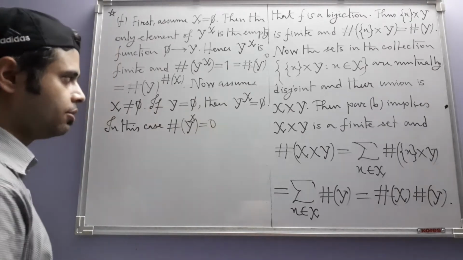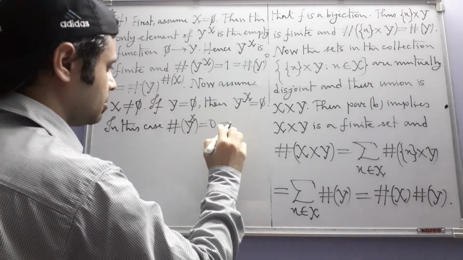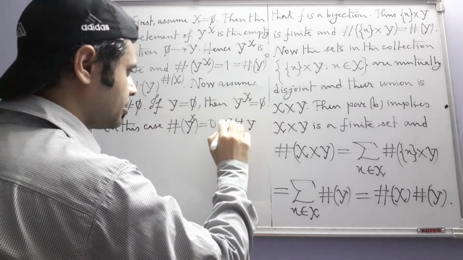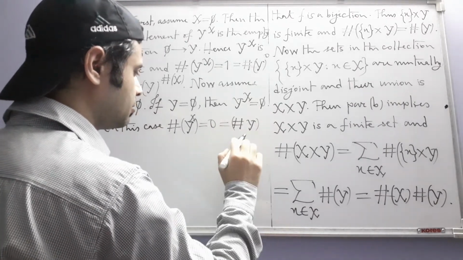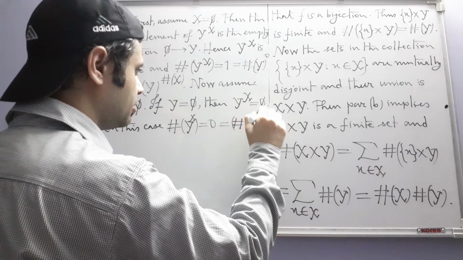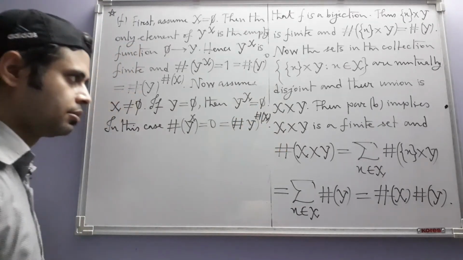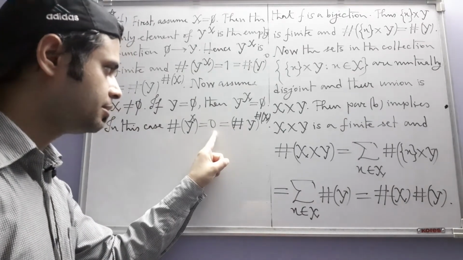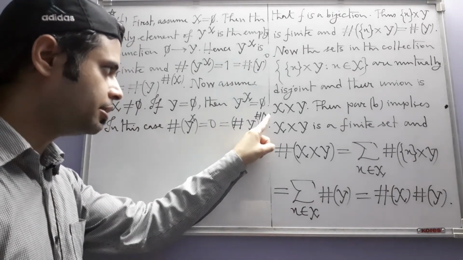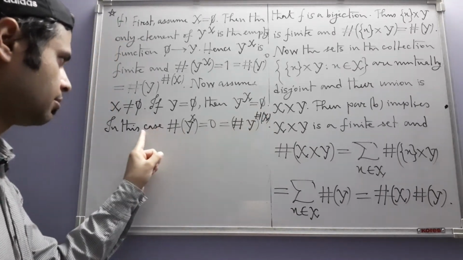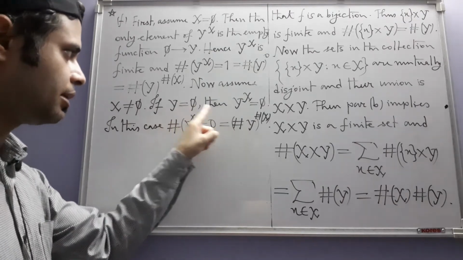Cardinality then is 0, which is equal to cardinality of y to the power cardinality of x. Note carefully that we are having 0 here because this is not 0. Here the base is 0, that is fixed because y is empty set.